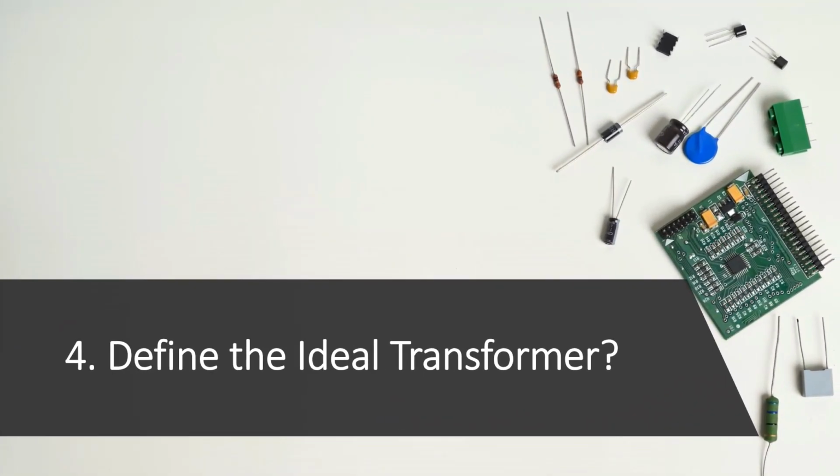Define the ideal transformer. An ideal transformer is a fantasy transformer in which no losses happen at all. In other words, the transformer input power is equal to the transformer output power, that is, it has 100% efficiency. It is just a hypothetical transformer because there must be some losses in a genuine transformer. The transformer input power equals the transformer output power, P input equals P output.